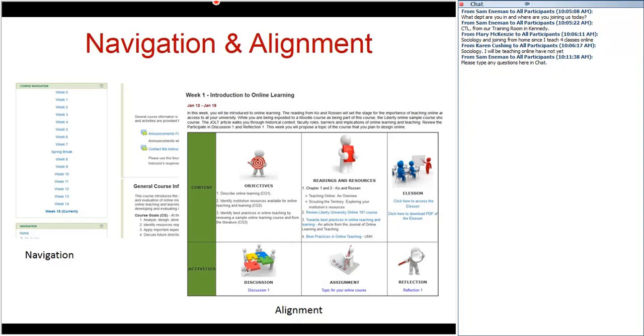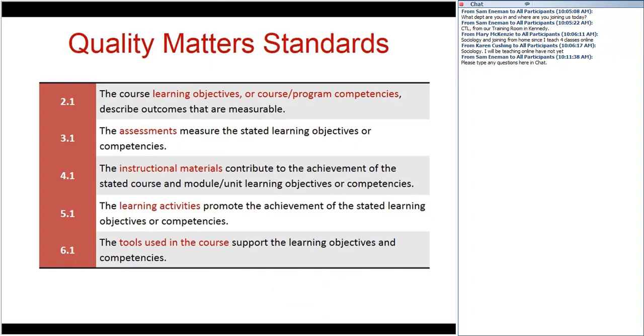So I want to take a quick minute to refer you to the Quality Matters standards, just to stress the importance of instructional alignment. If there's one thing that we can take away from QM, it is alignment. If you look at the standards 2.1, 3.1, 4.1, 5.1, and 6.1, it shows how they start off with learning objectives, and then you have to have assessments which are aligned or measure the learning objectives, and then instructional materials which again contribute to achievement and are aligned with the unit objectives, and then learning activities again promote the achievement of the stated learning objectives, and finally tools support learning objectives. And these are all essential standards.